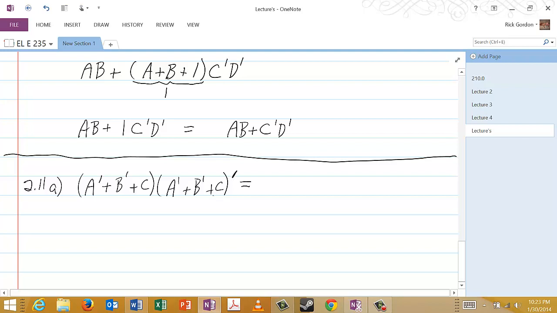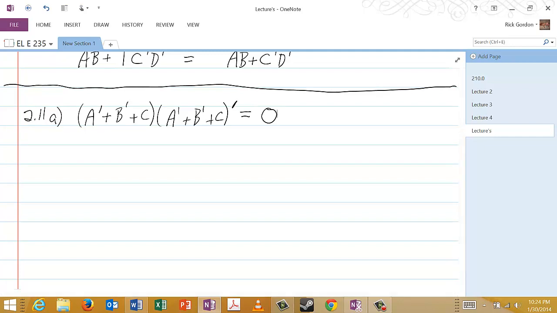And anything ANDed with its complement is 0. 1 ANDed with 1 complement is the same thing as 1 ANDed with 0, which is 0, and 0 ANDed with 0 complement is the same thing as 0 ANDed with 1, and 0 ANDed with 1 is also 0. So anything ANDed with its complement is always 0, and therefore we can do 211A extremely easily.